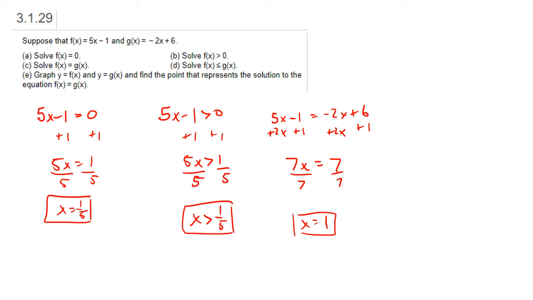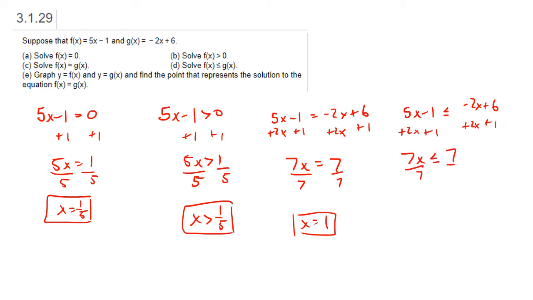For part D, where is 5x minus 1 less than or equal to negative 2x plus 6? Well, I start off the same way: add 1 to both sides, add 2x to both sides. I don't need to worry about flipping inequalities when I add or subtract, so I end up with 7x less than or equal to 7.